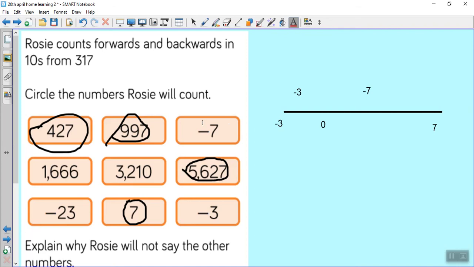We're not going to get to negative 7. It's going to be negative 3. I'm going to look at negative numbers in a couple of weeks. So negative 3, take away 10 more, would be negative 13, and then negative 23. So why will Rosie not say the other numbers? Well, if you're adding forwards or backwards in tens, you will always have a 7 at the end. But once you get to negative numbers, 7 take away 10 is negative 3, not negative 7.